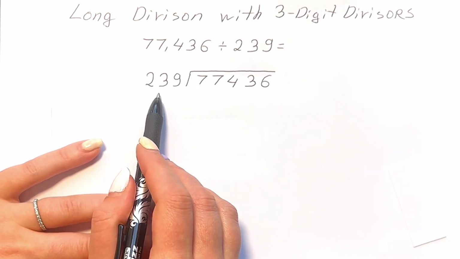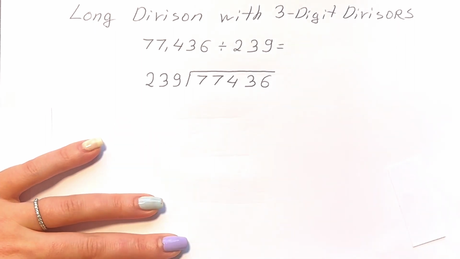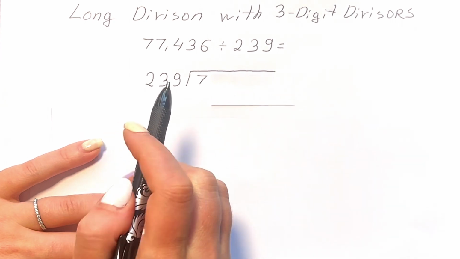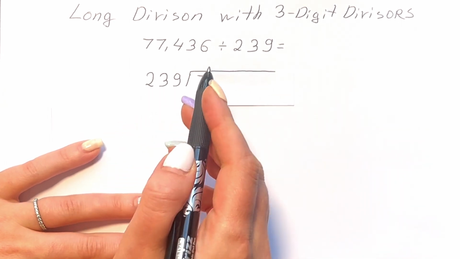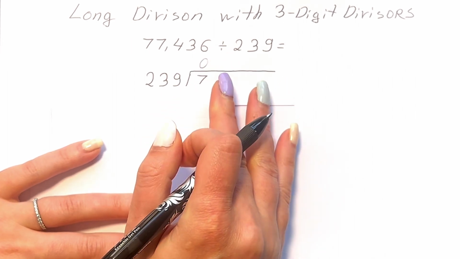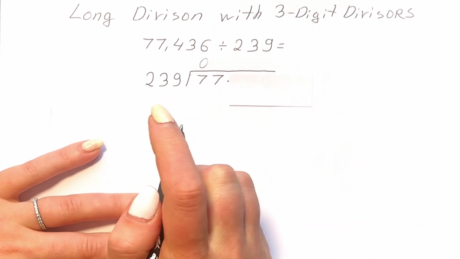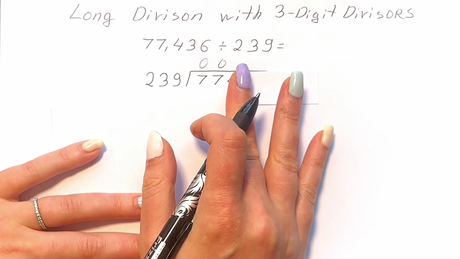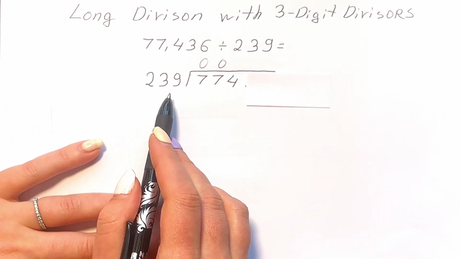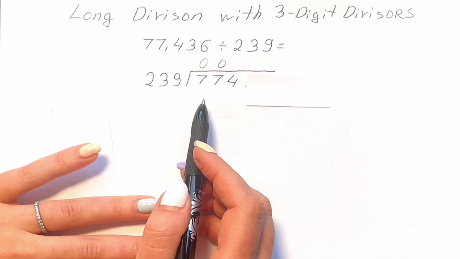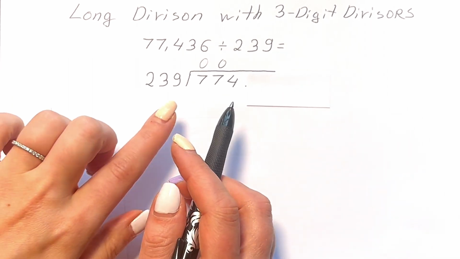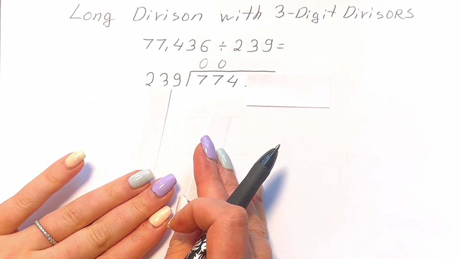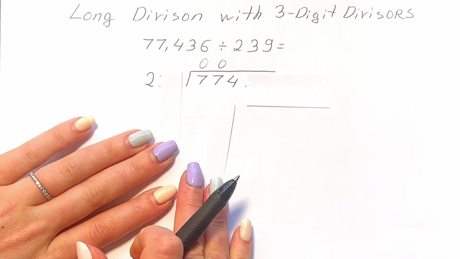77,436 divided by 239. Okay, the same way, I'm gonna cover the digits, only leaving the first digit in the dividend. 239 goes to 7 0 times. Let's bring the next digit. 239 goes to 77 0 times. Let's bring the next digit. 239 goes to 774. How many times? I can cover with my fingers 2 digits, or I can cover with the covering paper. If you do not have it, you can cover with your fingers.